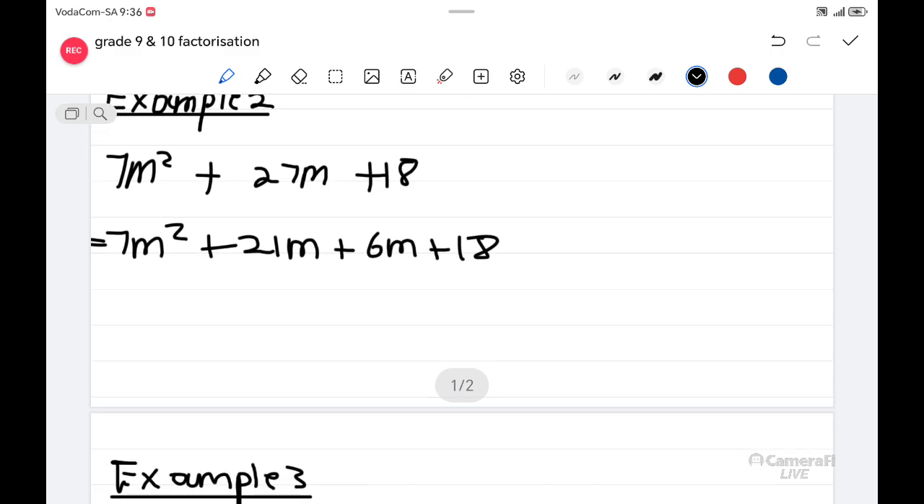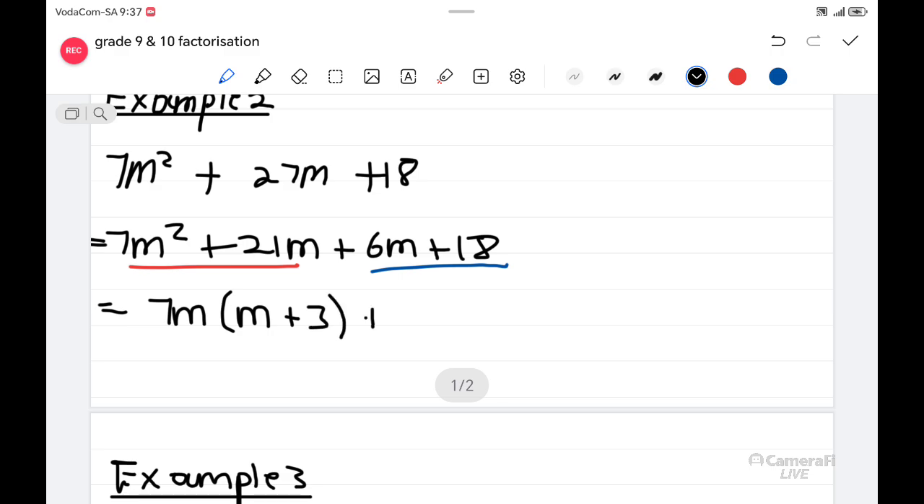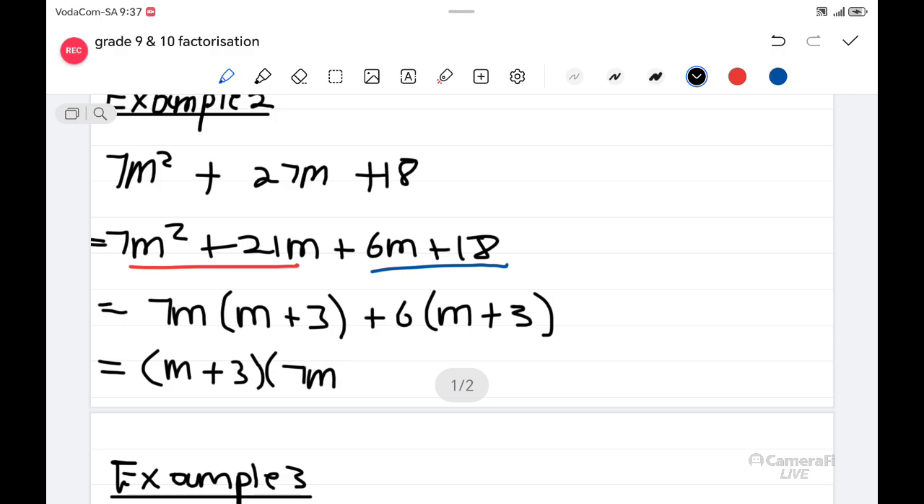And then common factor. You group these two together, you group these two together. And then what is the common factor on blue and red? We can see on red it is 7m, and then we are left with m plus 3. Here on blue it is plus 6, then we are left with m plus 3. Again we take the common factor, which is m plus 3, then 7m plus 6, factorized fully.